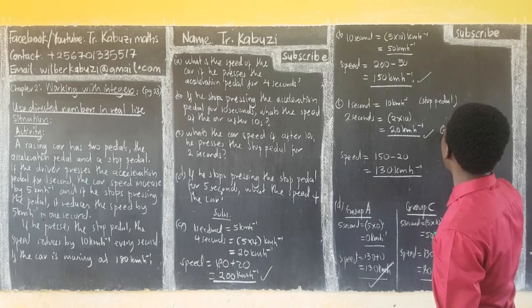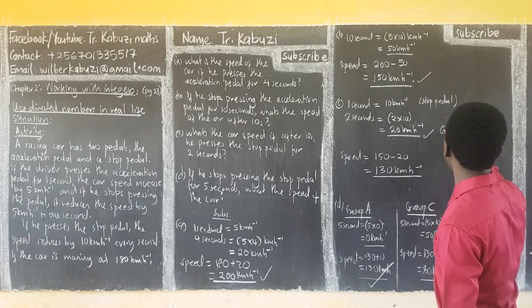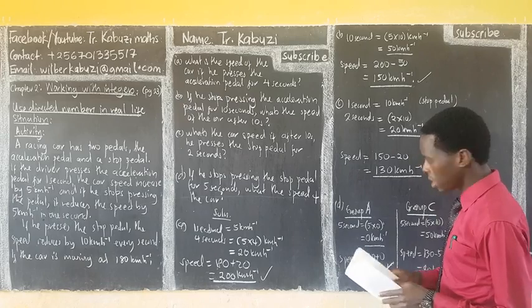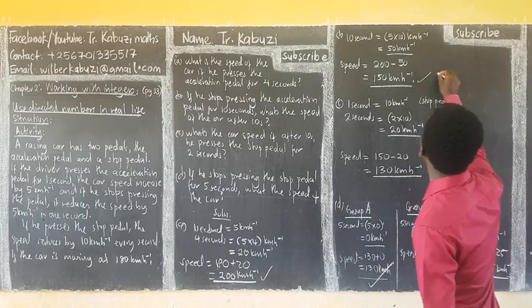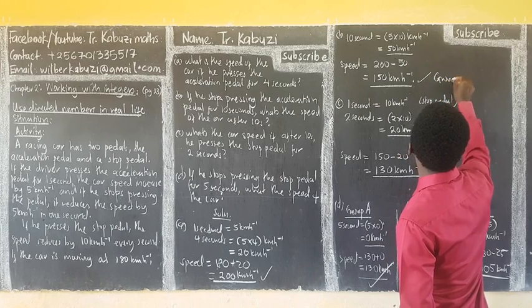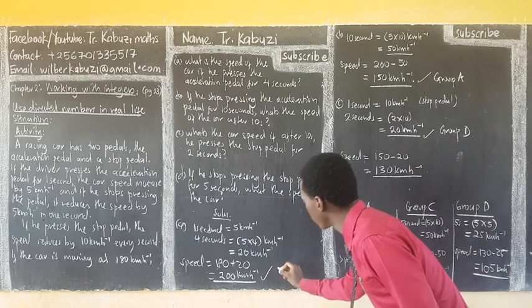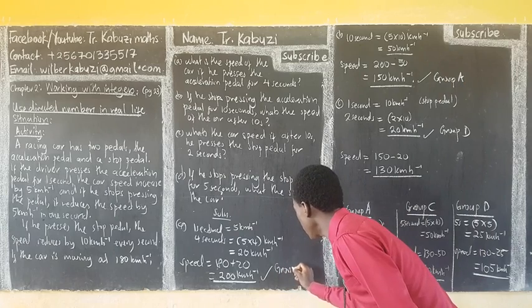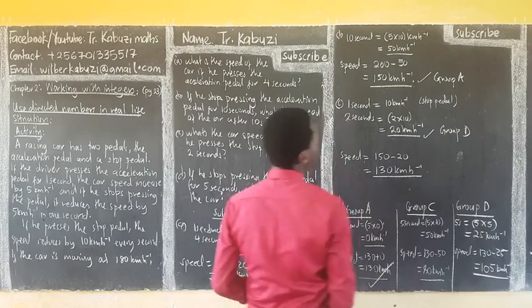So this one is from group D. No? Group D. This one was from group A. And then this one was from group C. Okay. So that's it.